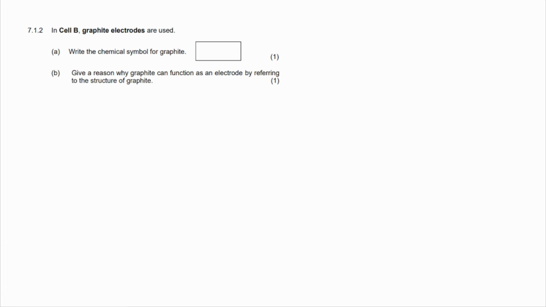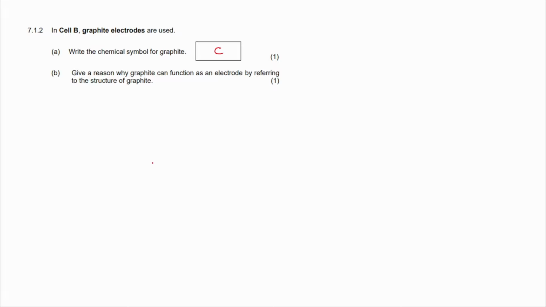Now we are in cell B. Graphite electrodes. Write the chemical symbol for graphite. So graphite is just carbon, okay? And they say give a reason why graphite can function as an electrode by referring to the structure of graphite, okay?